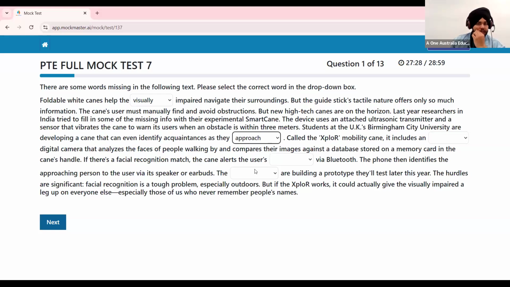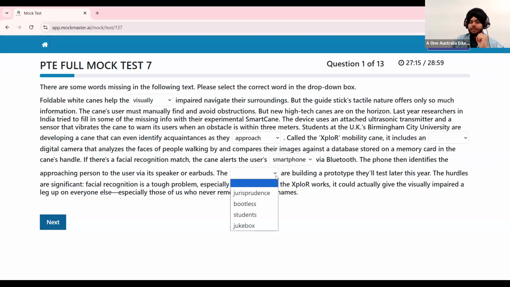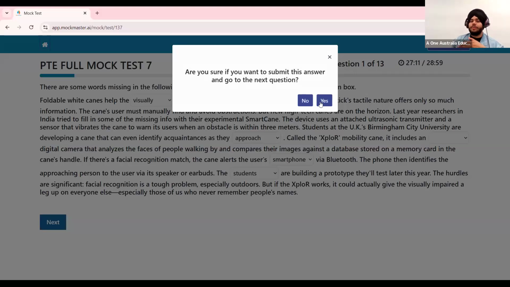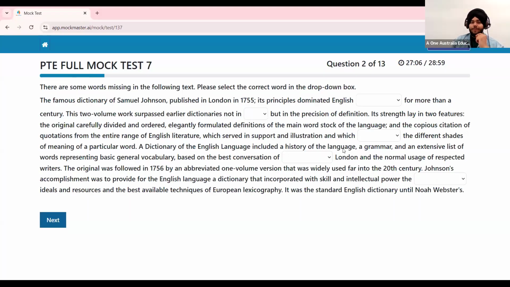Okay. Then for the next one, the cane alerts the user's dash via Bluetooth. Now, out of these four things, what has Bluetooth? Smartphones, hopefully. The dash are building a prototype. Now, who will build something? Students can build something. So that is how I choose my answers. You don't have to read the whole paragraph. Actually, I missed one blank I just saw.